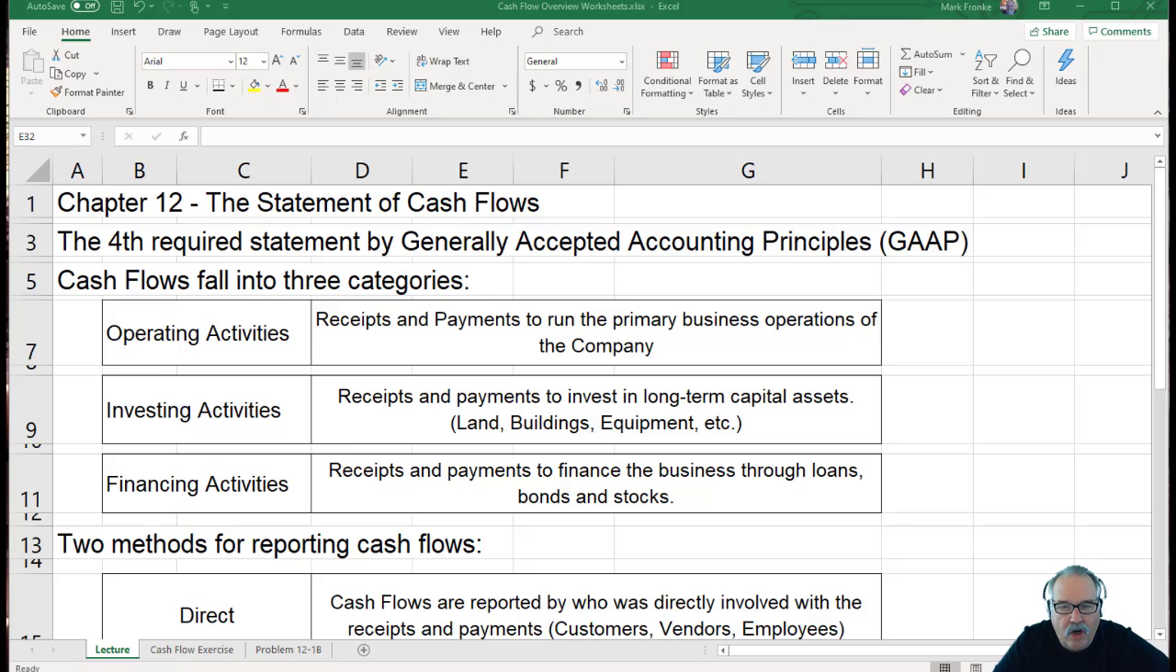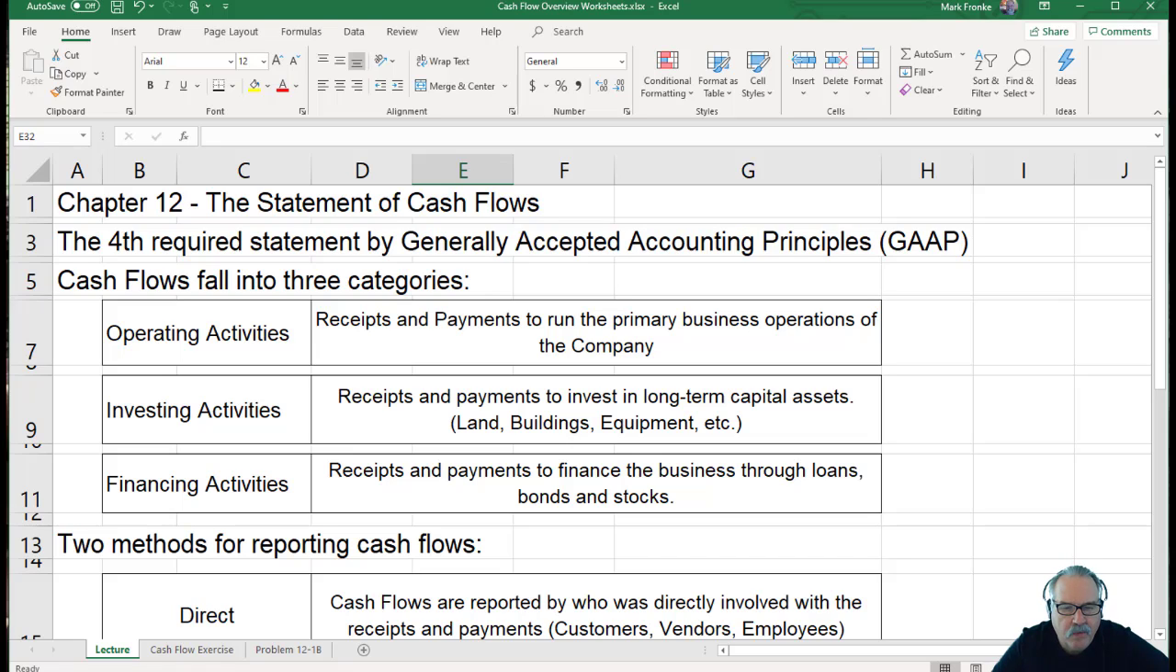Investing activities are investments in long-term capital assets. Those are land, buildings, equipment, those kinds of things that take long-term investment. So if a company opens a new factory, or it also could be if they sell a factory, if they've moved locations and they're selling one factory and buying another one, all of the money that comes in and goes out related to these long-term assets is considered to be investing activities.